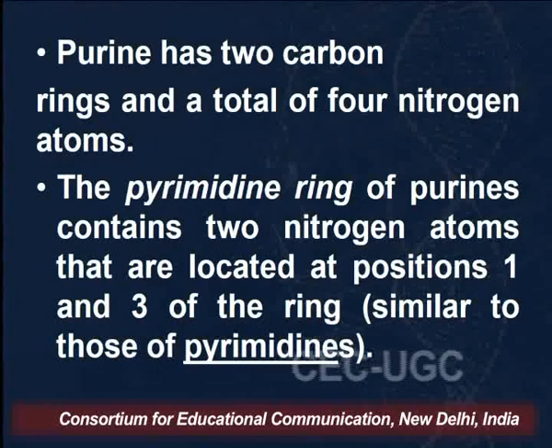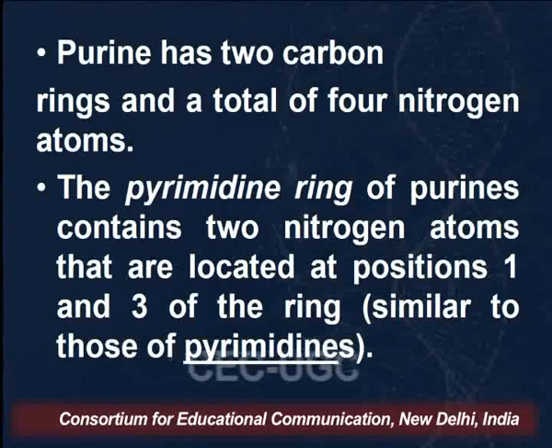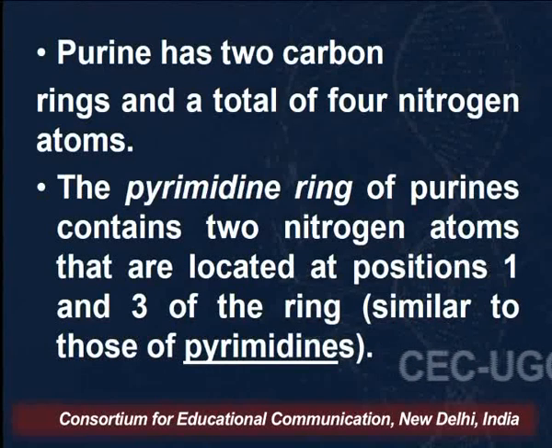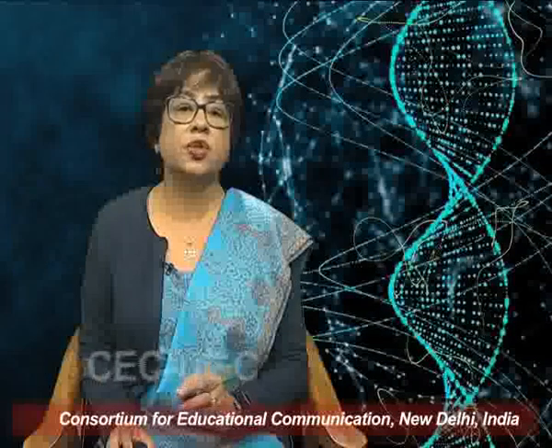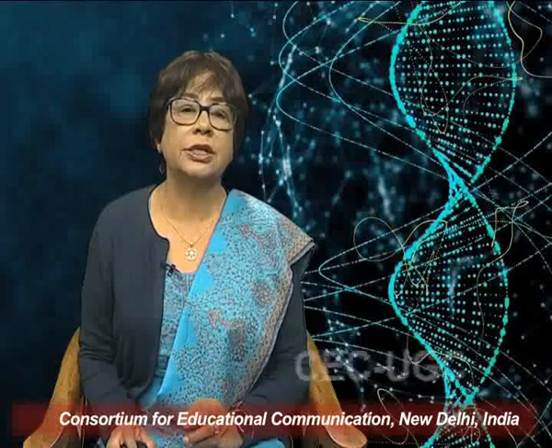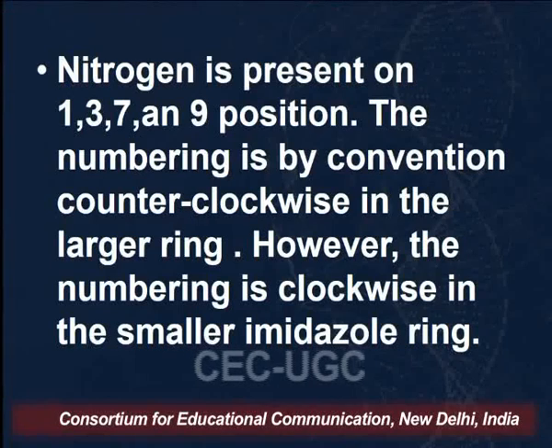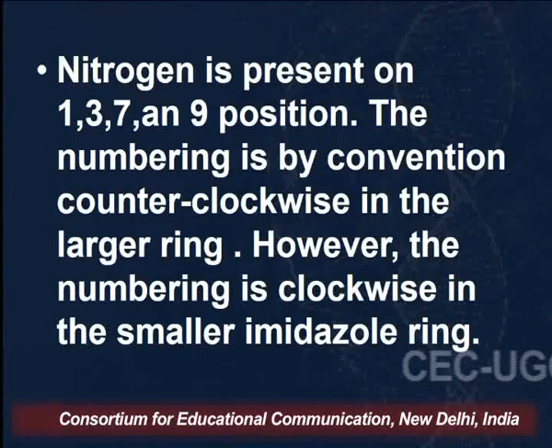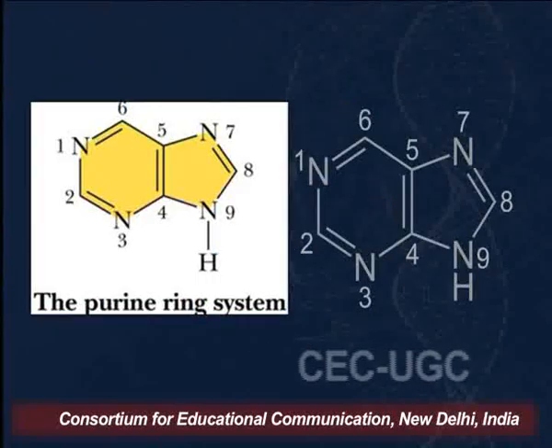The pyrimidine ring of purines contains 2 nitrogen atoms that are located at positions 1 and 3 of the ring, which is similar to the structure of pyrimidines. The imidazole ring attached to the pyrimidine ring has 2 nitrogen atoms that are located at position 7 and 9. So that means now nitrogens are present at position 1, 3, 7 and 9. The numbering is by convention counterclockwise in the larger ring. However, numbering is clockwise in the smaller imidazole ring.